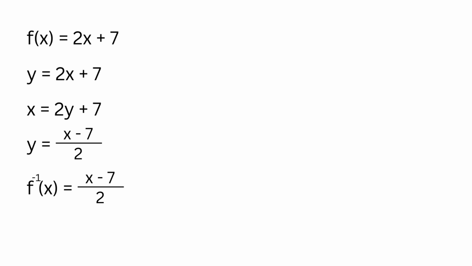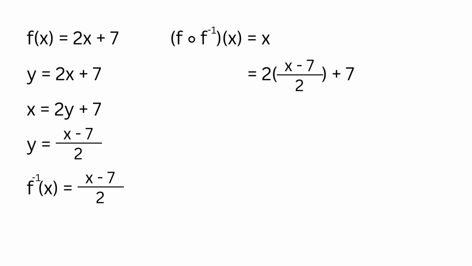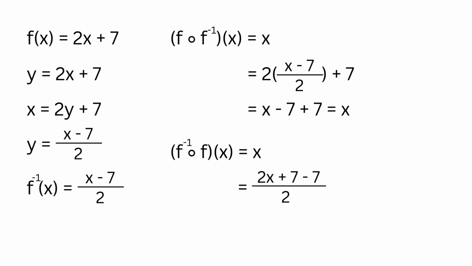Now to check our work if it is correct, f of f inverse of x should be equal x. So we replace x in the f of x by f inverse of x, and we solve, so it will be equal x, which is true. Also, f inverse of f of x should be equal x. So we check it, it will be 2x plus 7 minus 7 over 2, equal x, which is true also. These two steps are optional, just to check if the answer is correct.